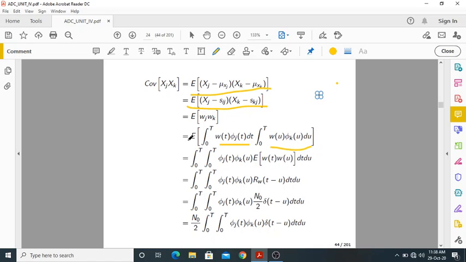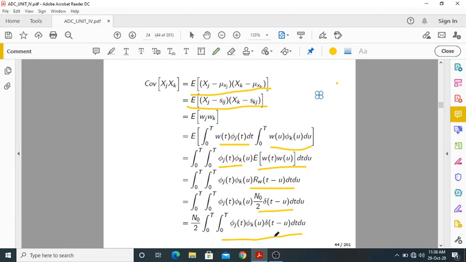Apply the expectation to the terms which are relevant. Here phi j of t and phi k of u are known signals. They are not random signals, so keep them aside. Apply the expectation to the signals which are random in nature. What are random in nature? W of t and W of u, because they are noise processes. So again, this is nothing but the autocorrelation function of the noise process. So this is what you get finally.